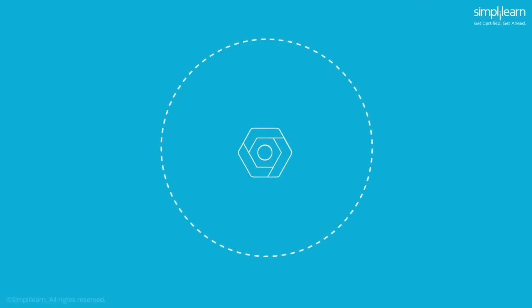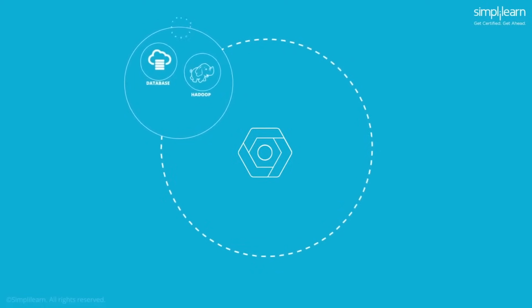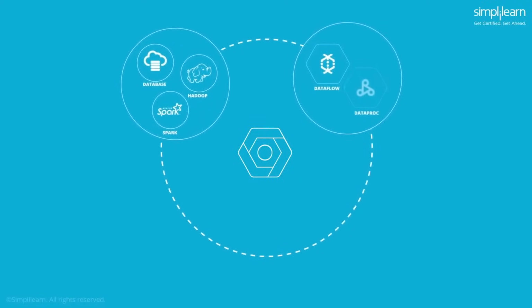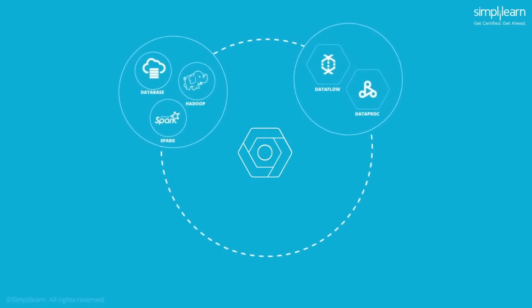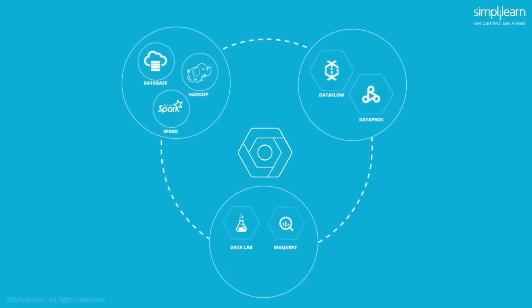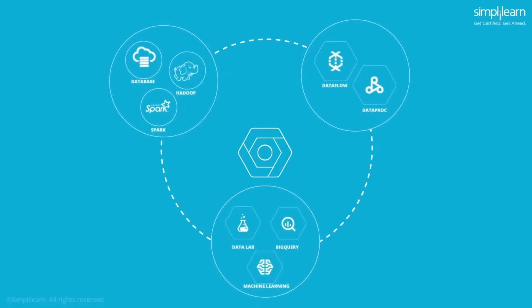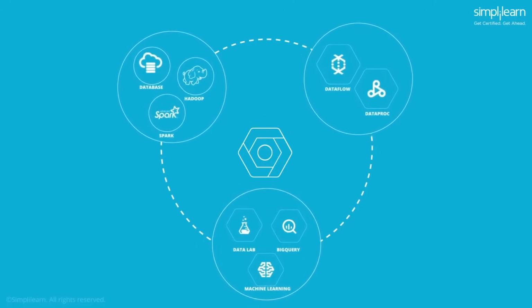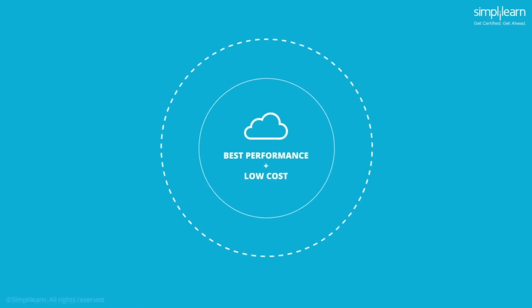Google is a pioneer in this space. The Google Big Cloud Data and Machine Learning Platform provides cloud databases, managed Hadoop, and Spark services. With tools like Dataflow and DataProc, the platform allows for highly scalable and reliable data processing. The Data Lab, BigQuery, and Cloud Machine Learning features make it a great choice for business intelligence, large-scale analytics, and machine learning. Its best-in-class performance and low cost makes Google Cloud popular and sought after.